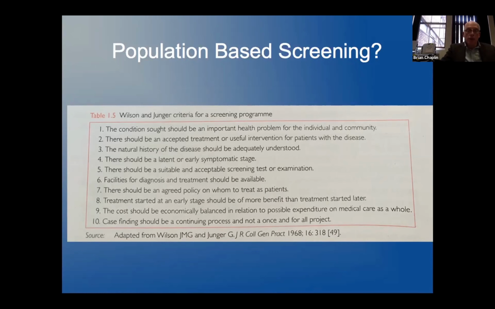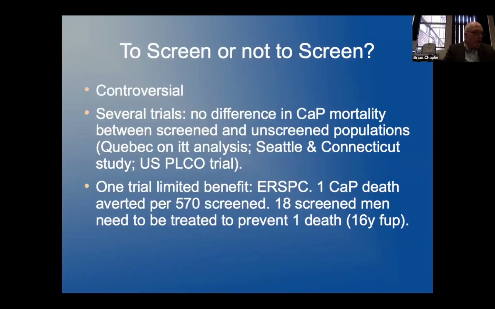So to screen or not to screen, and this is talking about population-based screening, it's very controversial. Several trials are being conducted in the States, and no significant difference in prostate cancer mortality has been found between screened and unscreened populations. One European trial, I was lucky enough to work in Rotterdam some years ago, and the ERSPC was centred in Rotterdam, has found some benefit, but it's very limited.